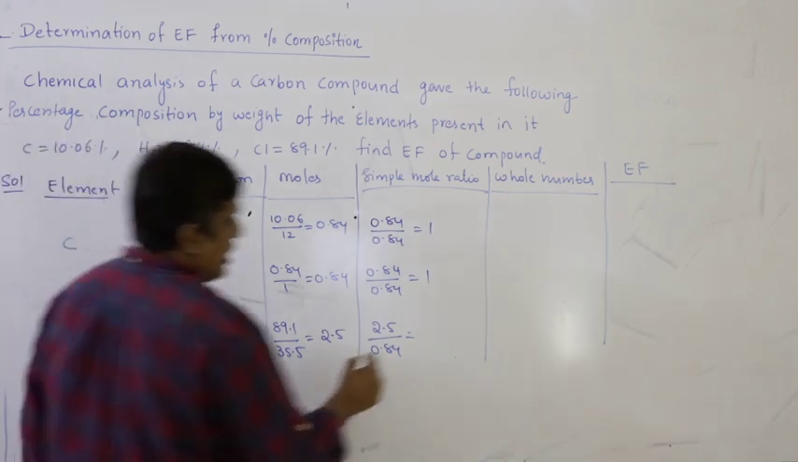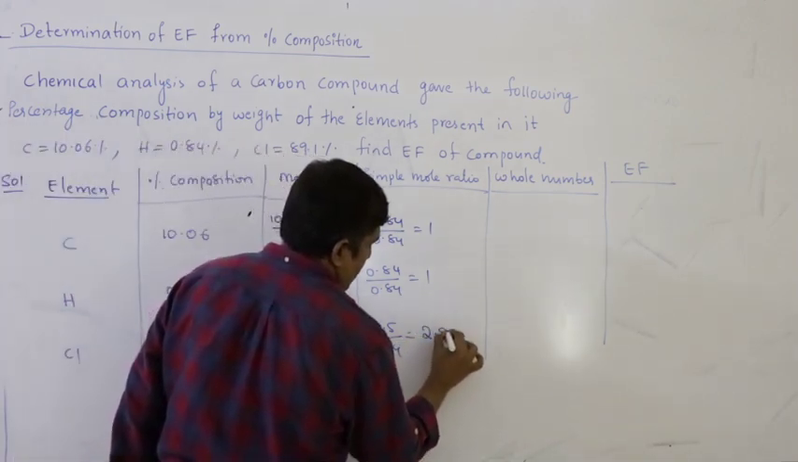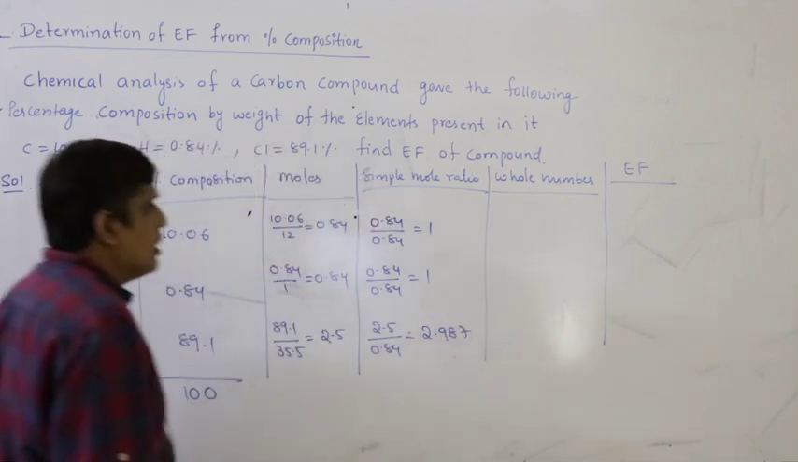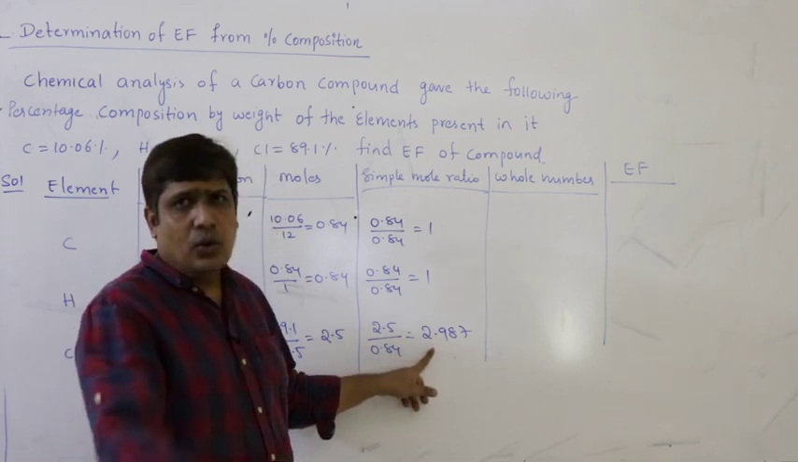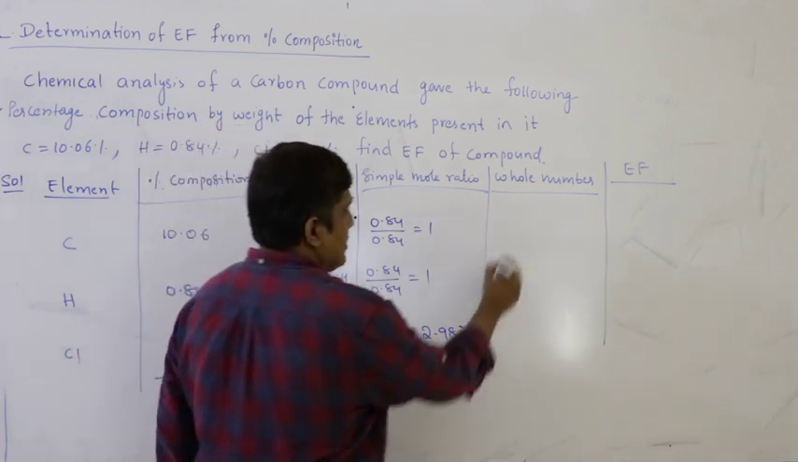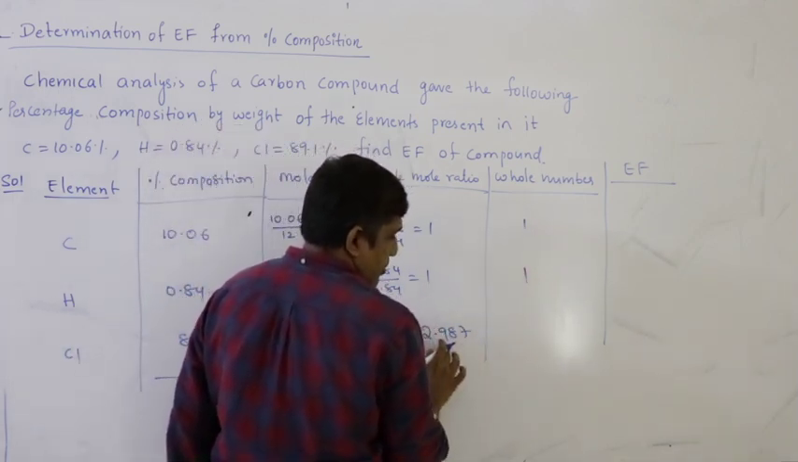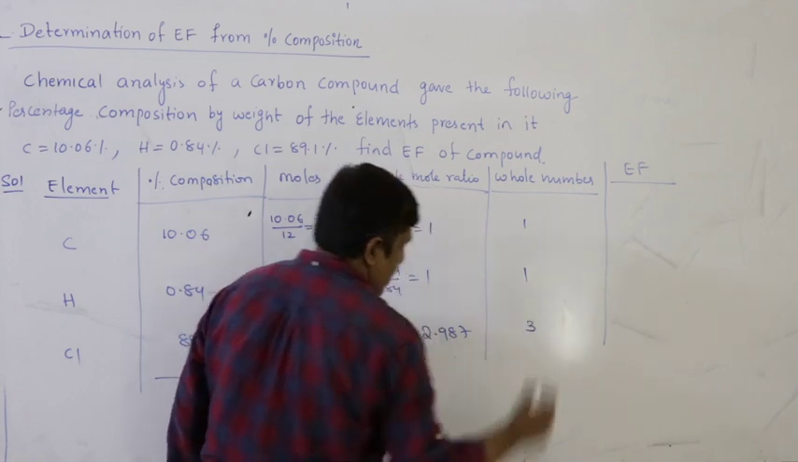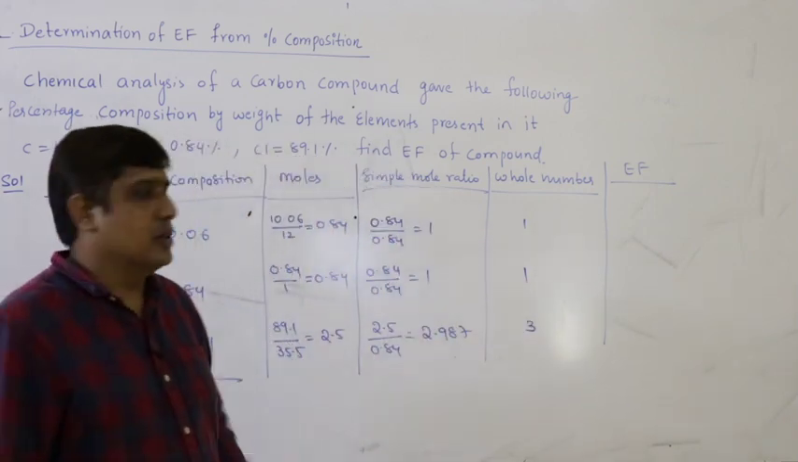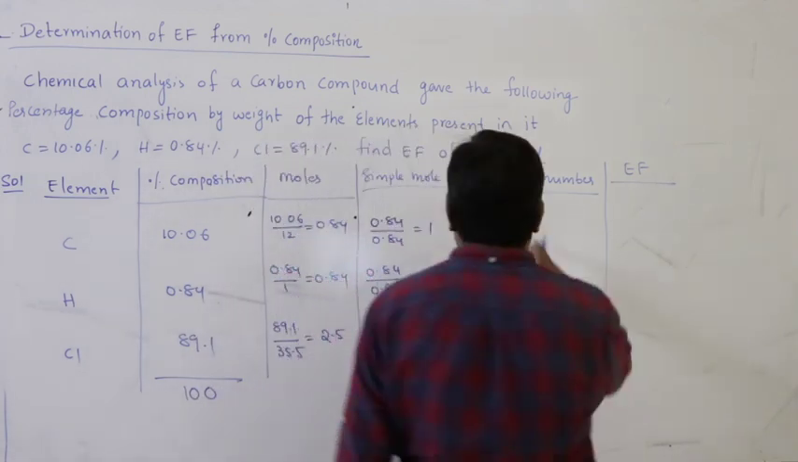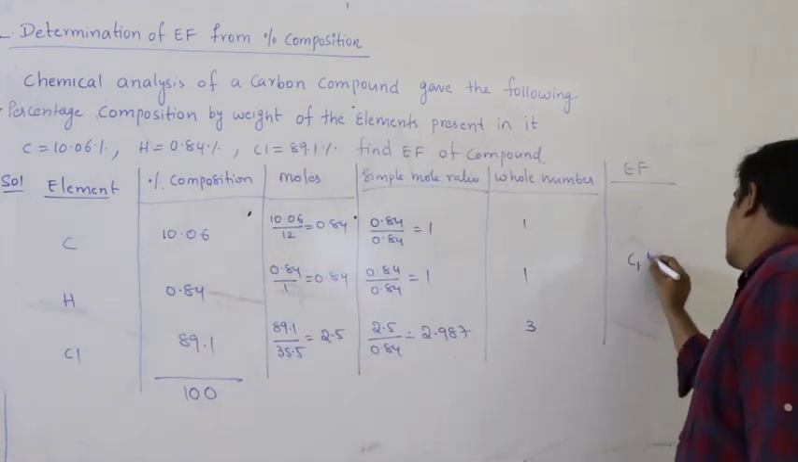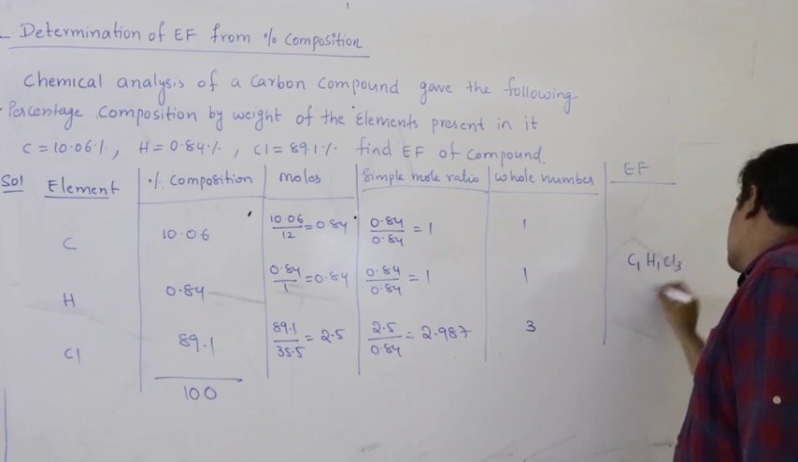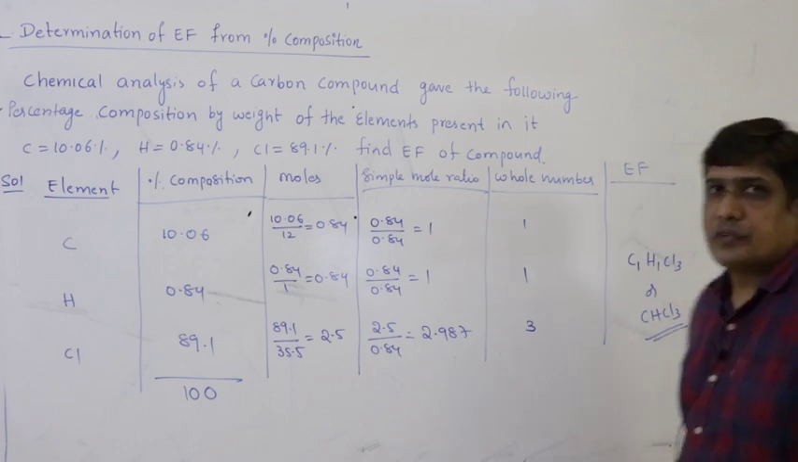So we will get 2.99987. So this is whole number 1, whole number. This is near to a whole number. So approximately I am taking this as 1, 1. This approximately I am taking as 3. No need to multiply, because they are almost equal to 3. So what will I get? 1 carbon, 1 hydrogen, 3 chlorine. So C1H1Cl3 or CHCl3, chloroform.